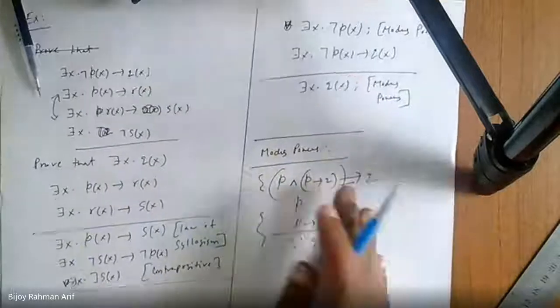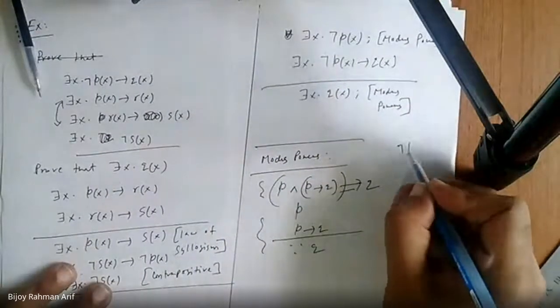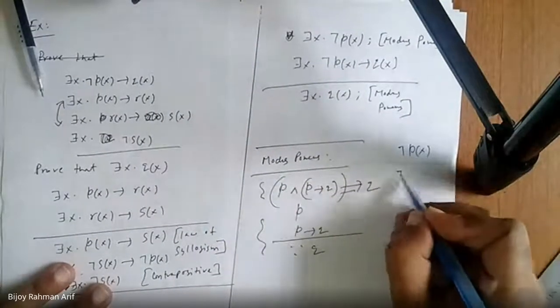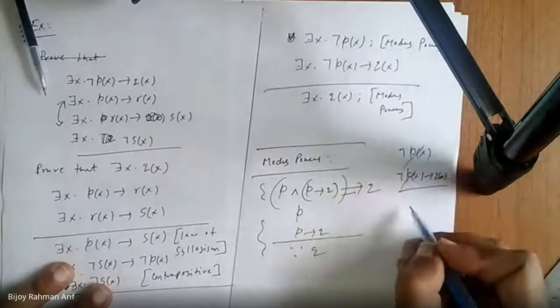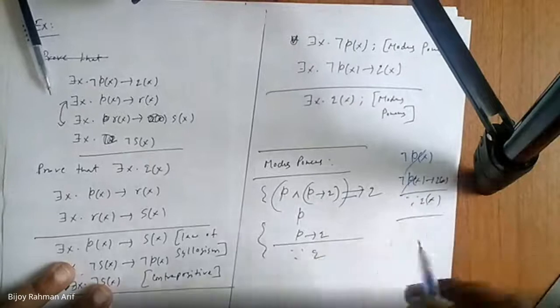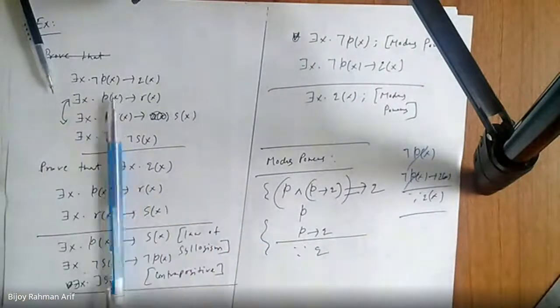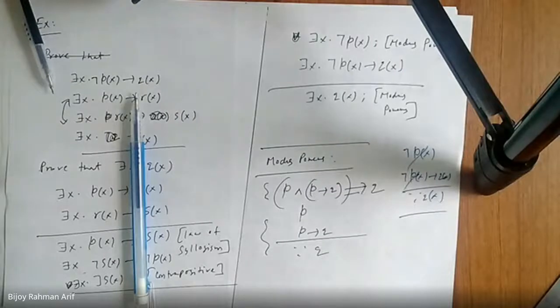It is something like this: not px implies qx. So this cancels out, we get qx. Is it clear to you? Just do it this way. It will be helpful. Okay. Now, it is not a major problem. Just actually how to do the math. Am I right? Yes.